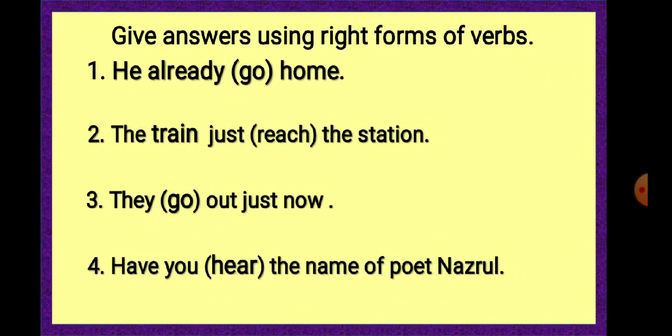Now you have to fill the blanks using the correct form of verb. He already (go) home. The train just (reach) the station. They (go) out just now. Have you (read) the name of poet Nazrul? Dear students, these sentences you have to write using present perfect tense. Now you see what will be the answer.